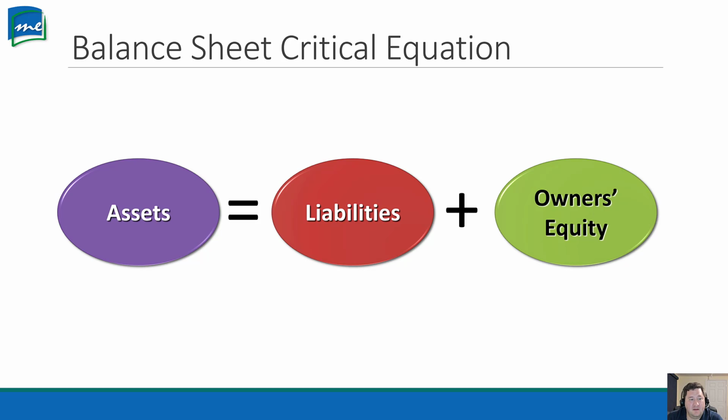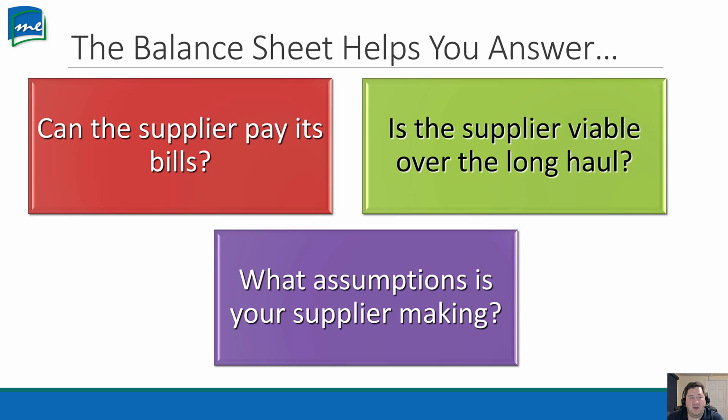So we have here, assets equals liabilities plus owner's equity, like I've been saying. So a balance sheet can help you figure certain things out. Can the supplier pay their bills? So you want to look at their operating profit, their net profit, their gross profit. You want to look at these things.